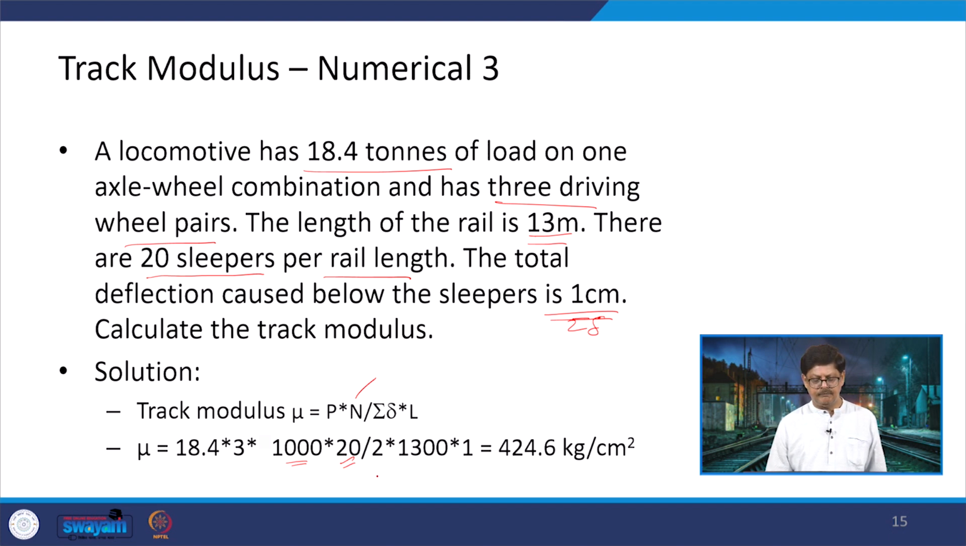and summation of delta is given here, that is this 1 centimeter. L is the length of the rail which is 1300 centimeters, and because this load is coming on both of the wheels, it is being divided by 2. So, finally, what we get here is 424.6 kg per centimeter square. So, again this is an elastic modulus range which we have got in this case.